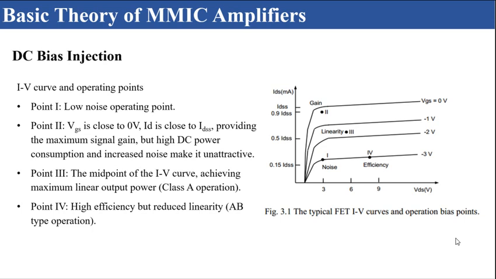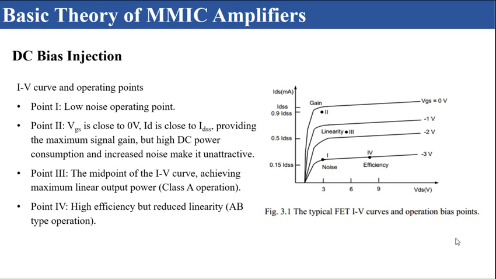Point 1 has a low noise operating point. Point 2, VGS is close to 0 volts. ID is close to IDSS, providing the maximum signal gain, but high DC power consumption and increased noise make it unattractive.